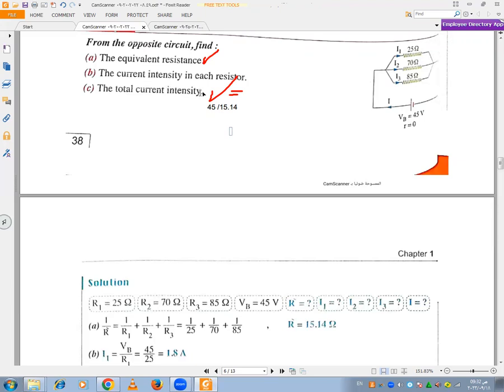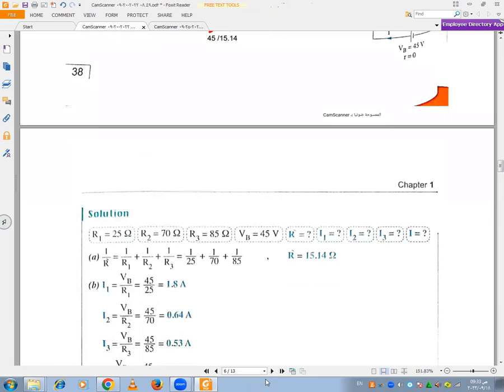The current intensity in each resistor: all of them have the same potential. So the potential in the first resistance, I1 R1, equals 45. If you want to get I1, it's V divided by R, 45 over 25 equals 1.8. I2 equals 45 over 70. I3 equals 45 over 85. If you want to check your result for the total current intensity, you must add I1 plus I2 plus I3. If it equals the total current intensity, your calculations are correct. Current I equals I1 plus I2 plus I3.